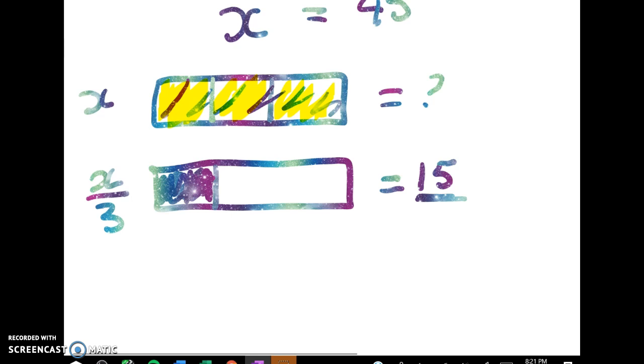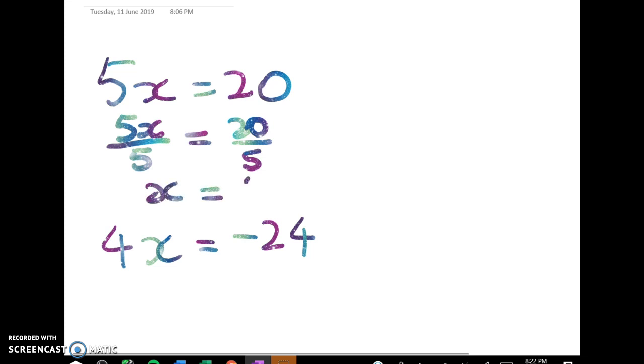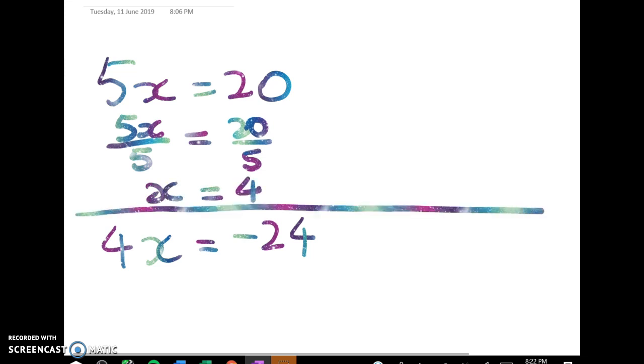So let's look at some mixed up ones for you to try. So there are 2 to start off with. Now I've chucked in some negative numbers to make this a bit more challenging, because most of you, I think, are getting the idea of the inverse operations. So here we've got 5 times a number is 20. We want to divide both sides by 5. And that's going to leave me with x is equal to 4.